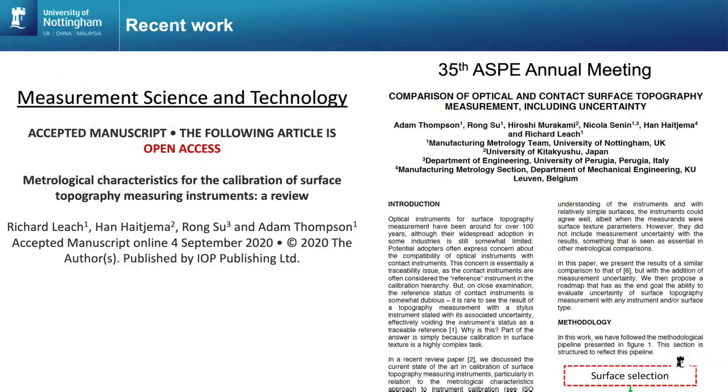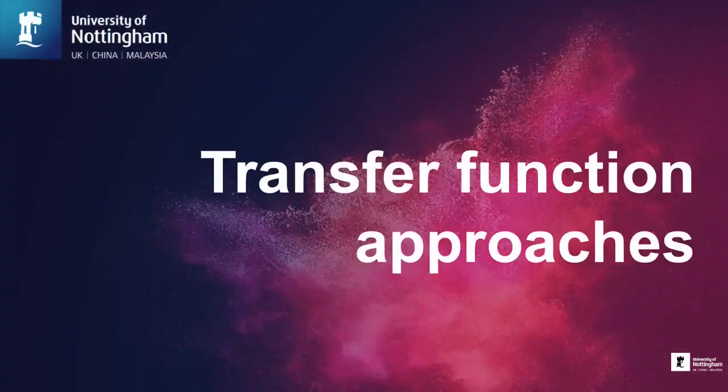There has been some recent work. We've done work in my group. We published a review paper recently on the subject, which didn't say how to determine topographic fidelity, although it did use a simple method where you compare with a stylus instrument, not a practical method though. And we published a recent paper at the recent American Society of Precision Engineering annual meeting, including uncertainty. But we've just had a PhD student who's literally just started in October who's working on this. So let's look at transfer function approaches to try to get to this topographic fidelity term.